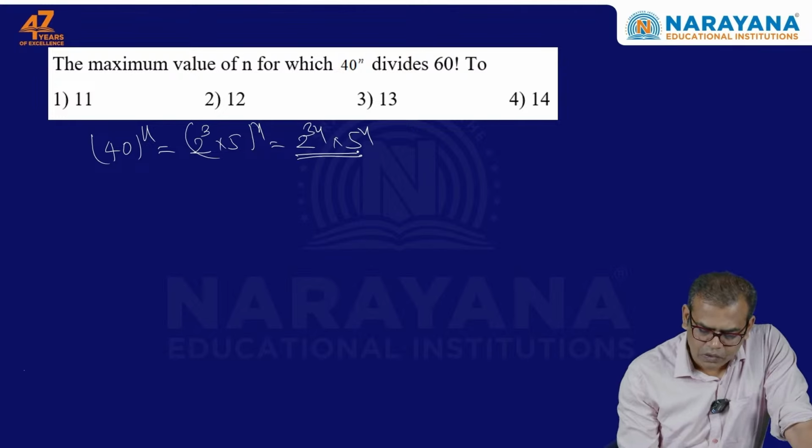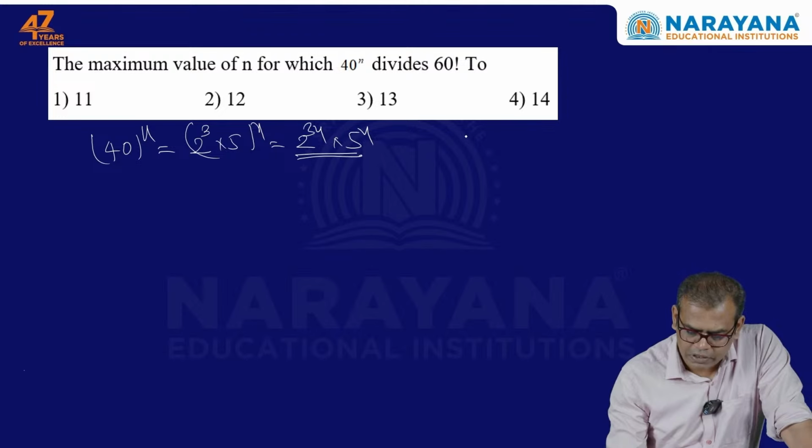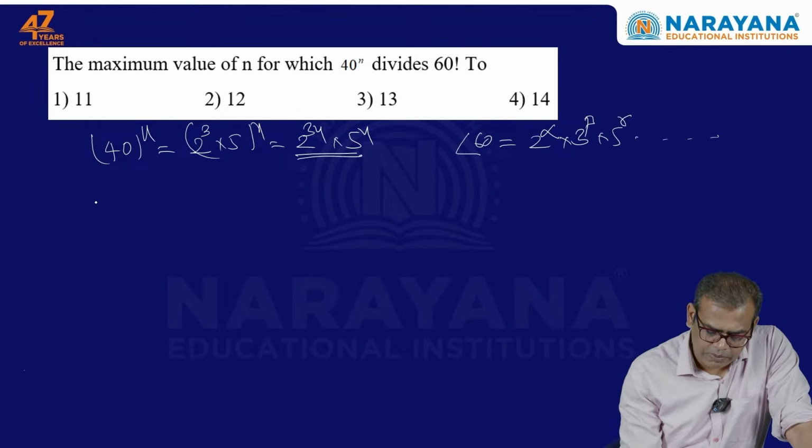In factorial 60, write the exponent of 2. In factorial 60, we want to find the exponent of 2 as alpha, the exponent of 3 as beta, the exponent of 5 as gamma, and so on. So what will be the value of alpha here? 60 by 2.